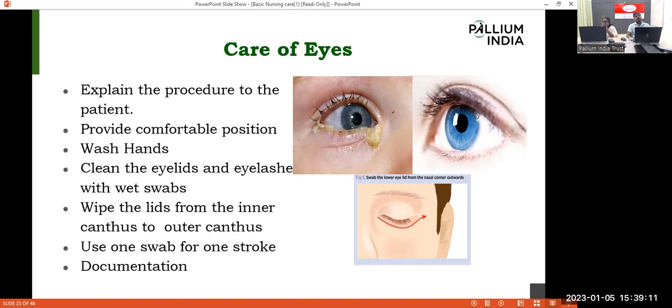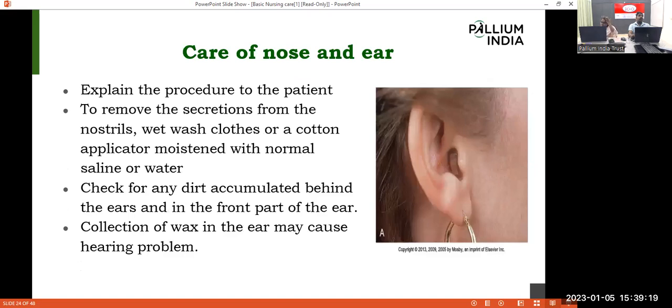Then documentation also: while doing the care, the assessment and everything we need to document. Then care of the nose and ear. Same as before, we need to explain the procedure. We are doing this care for the nose and the ear to remove the secretion from the nostril. So wet washcloths or a cotton applicator moistened with normal saline or water we can use for cleaning the nostrils or ear canal.